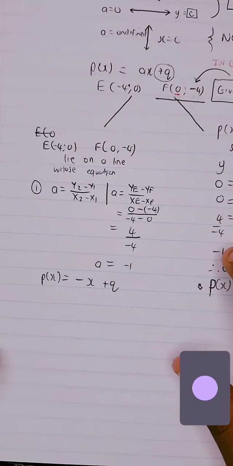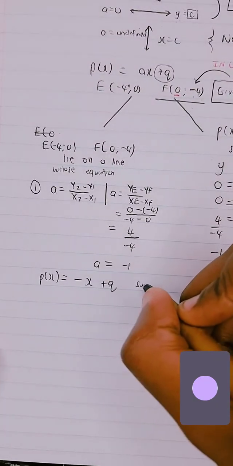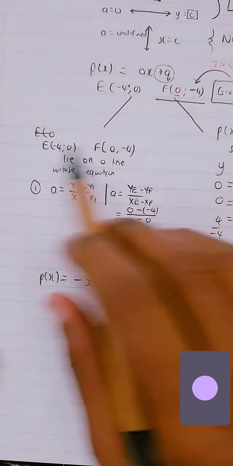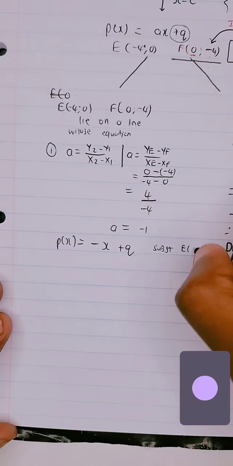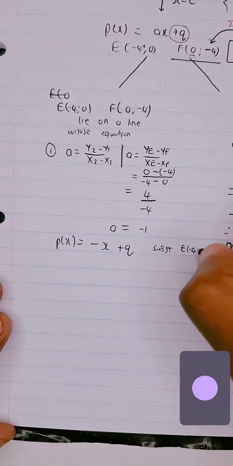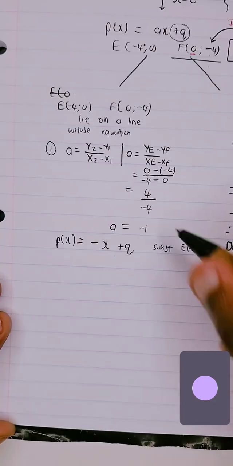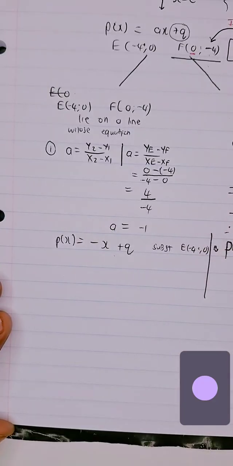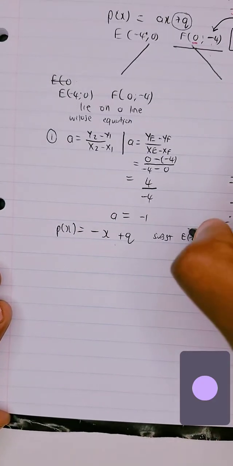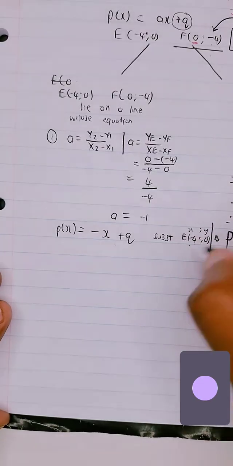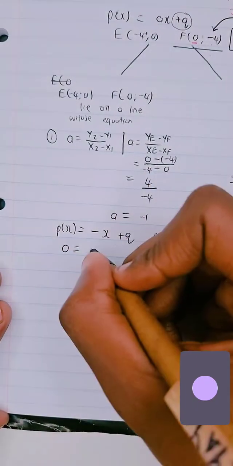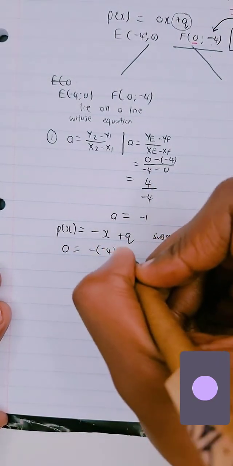Now, some people may not really click with that. So some people choose to substitute any of the points into the actual equation that you now have. So let's just say we decide to substitute E, which is -4 and 0, so that we can solve for q. So some people usually do that as well, which is fine. So this is the x and the y coordinate. X is -4, y is 0. So in the place of y, you are going to substitute 0. In the place of x, you are going to substitute -4.